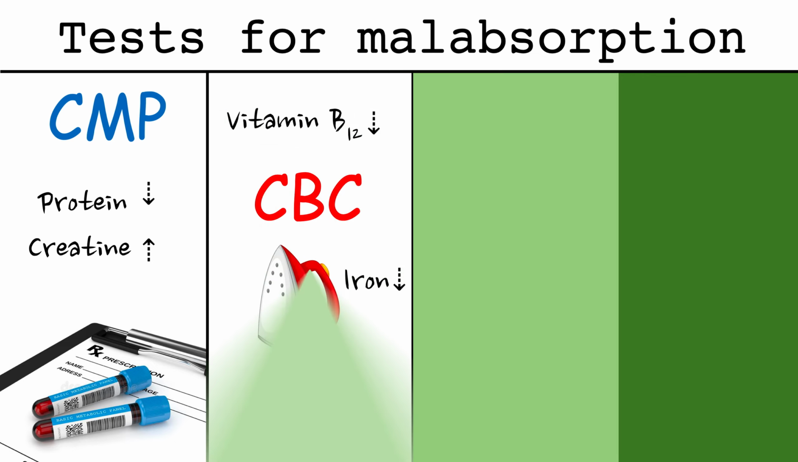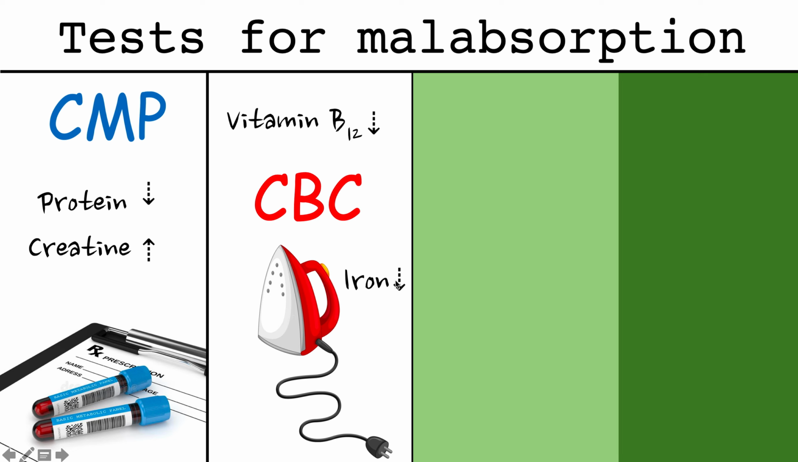Now next, we can do a CBC, right? We know that very important things in making red blood cells are vitamin B12 and iron. When you can't absorb these properly due to a problem with your GI tract, such as in Crohn's disease, you may not be able to make enough red blood cells. And in fact, you may also make improper red blood cells. So not only do you not make enough, but you also make improper ones, such as macrocytic or microcytic anemia. So having very big red blood cells or very small red blood cells. So this you'll also be able to see.